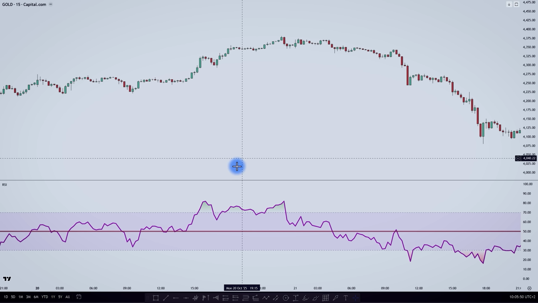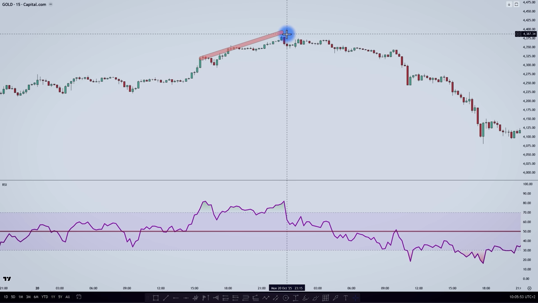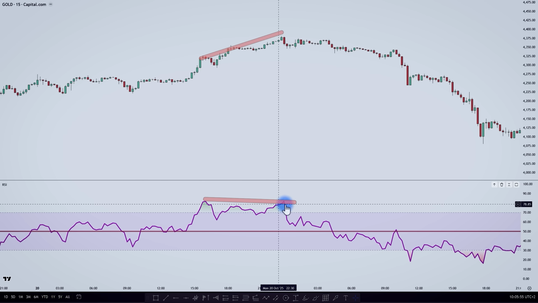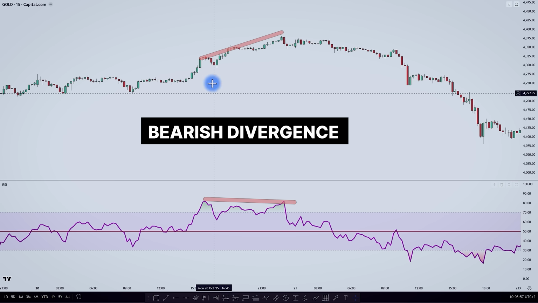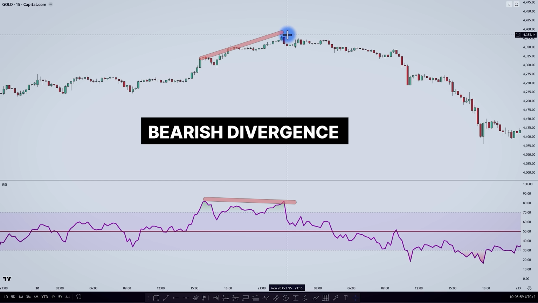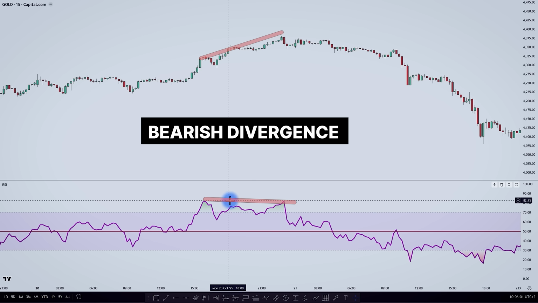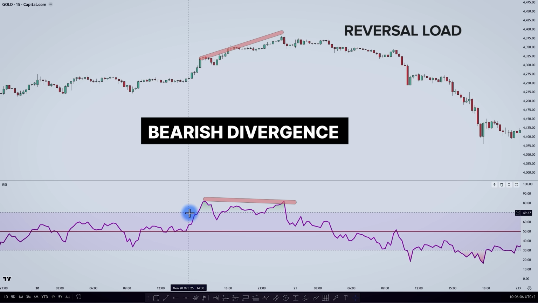Here's how it works. When price makes a higher high, but RSI makes a lower high, that's bearish divergence. Draw a line connecting the price peaks. Draw another line connecting the RSI peaks. When price goes up, but RSI goes down, the reversal is loading.